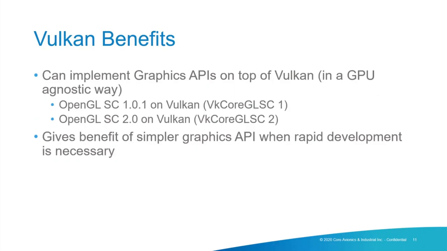The other benefit of Vulkan is that it's such a low-level API that you can build other graphics APIs on top of Vulkan in a way that's GPU agnostic. So for example, OpenGL SC1 can be built on top of Vulkan, and we've actually done that with our VK Core GLSC1 product. And OpenGL SC2 can also be implemented in Vulkan, and we've done that with our VK Core GLSC2 product.